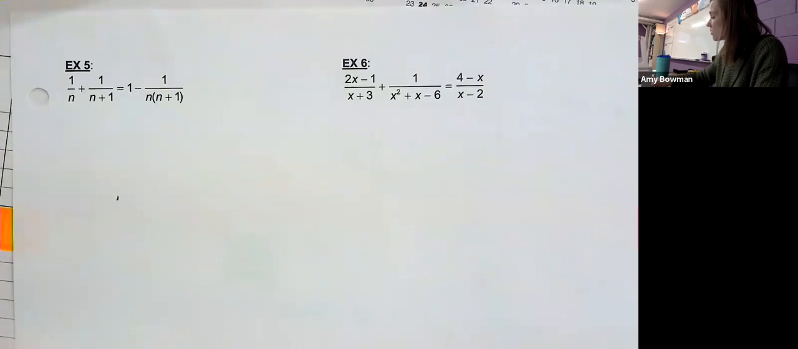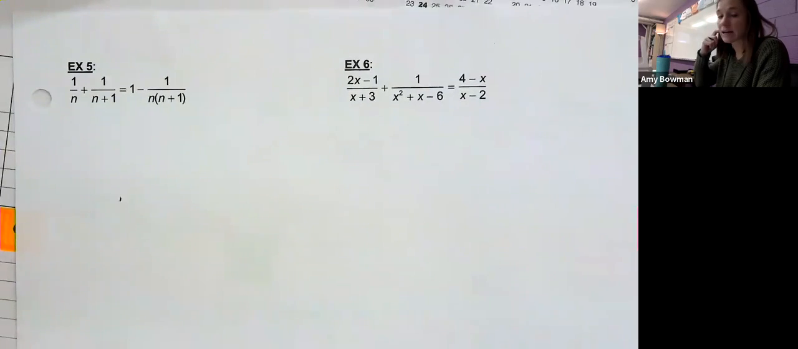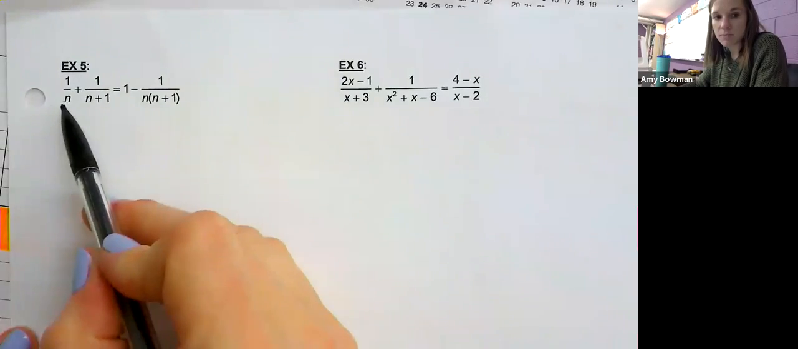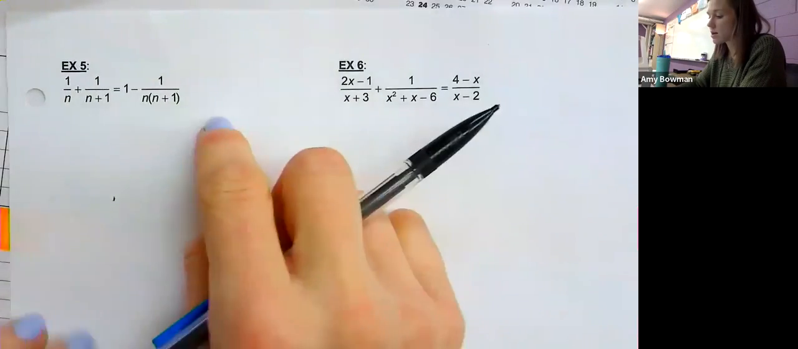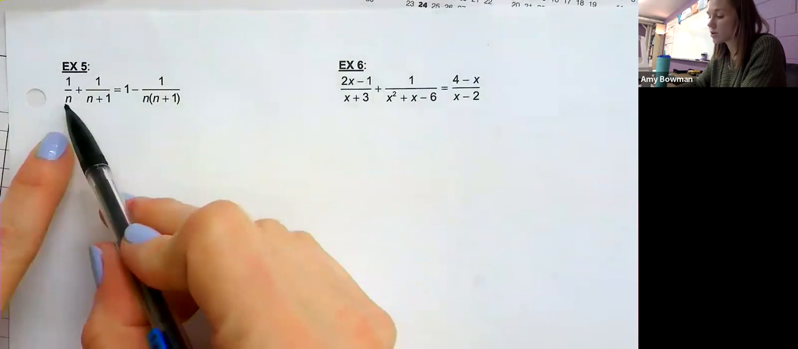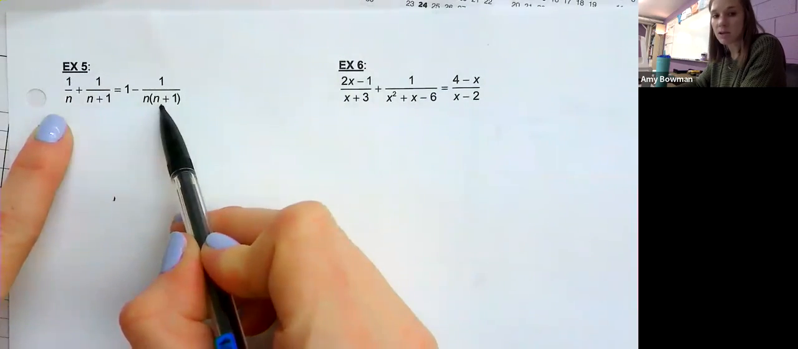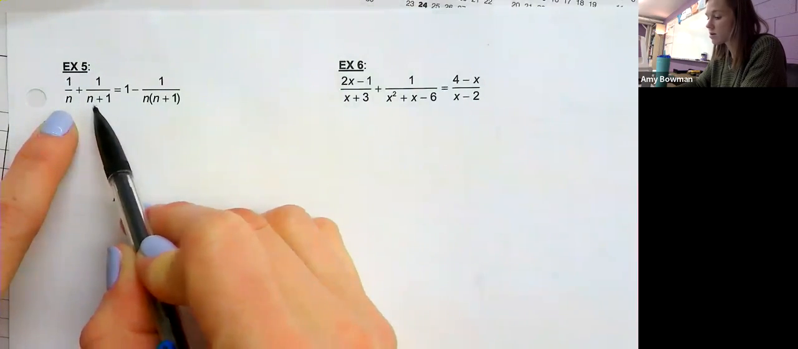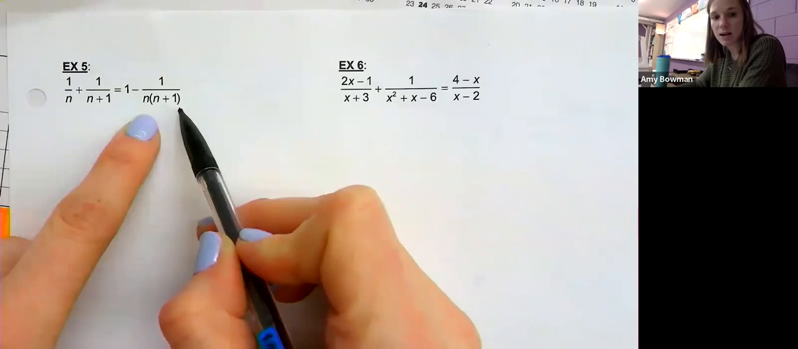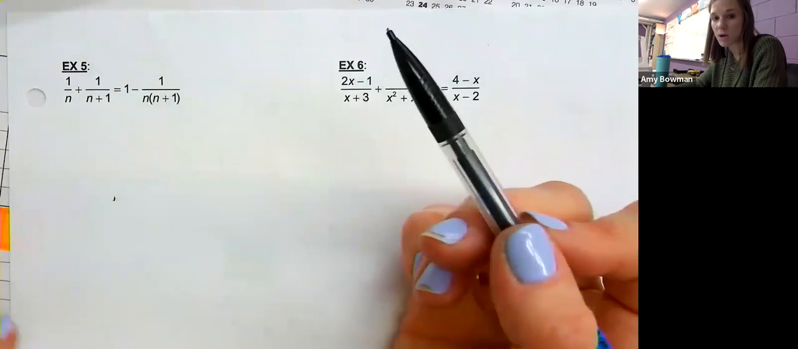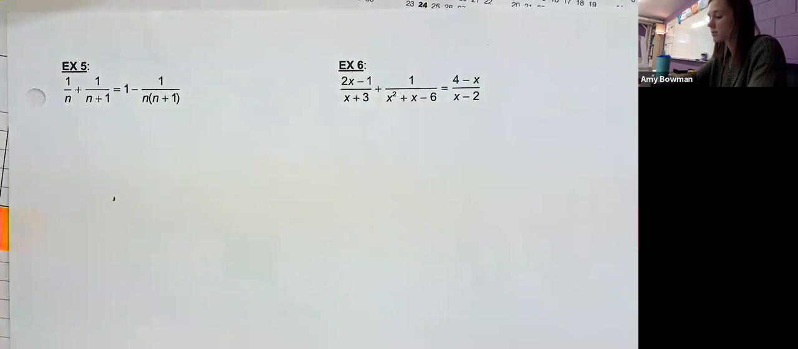Okay, so let's take a look at number 5. Number 5, again, I've got multiple fractions, multiple terms on both sides of the equal sign. Again, look at your denominators. The common denominator is going to be the product of n times n plus 1 on the left-hand side, which is exactly the denominator on the right-hand side. So that's convenient because n times n plus 1 is just the common denominator.